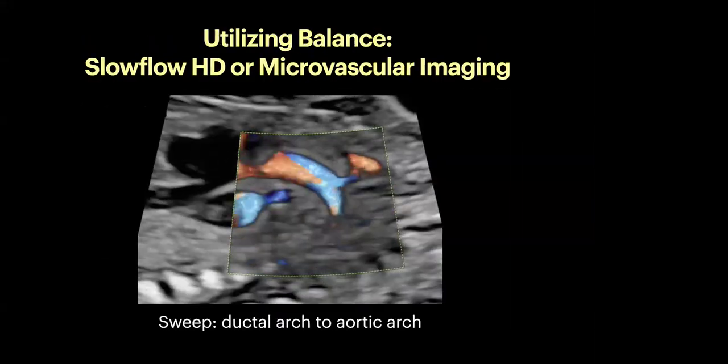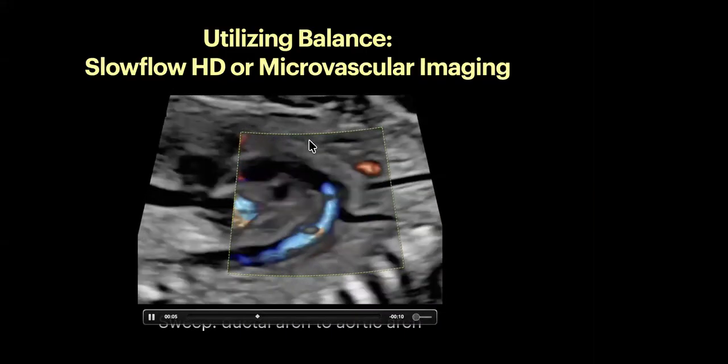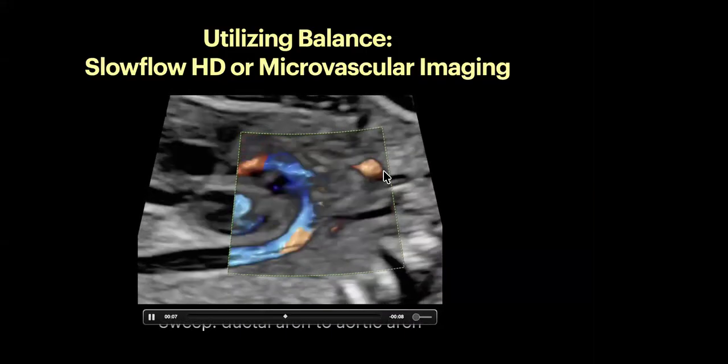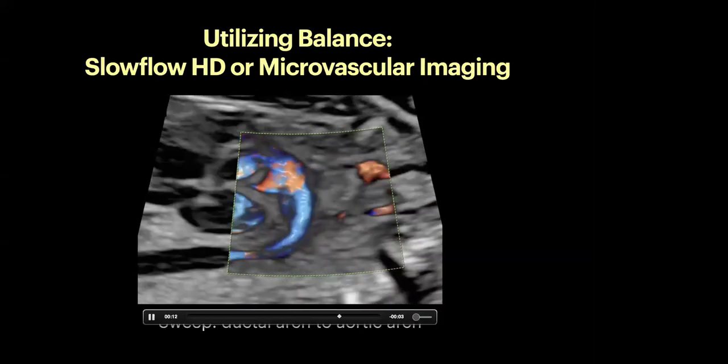And of course, as I mentioned, looking through the aortic arch is a beautiful sweep, just showing from the ductal arch going into the aortic arch. You can see these head and neck vessels utilizing these features.